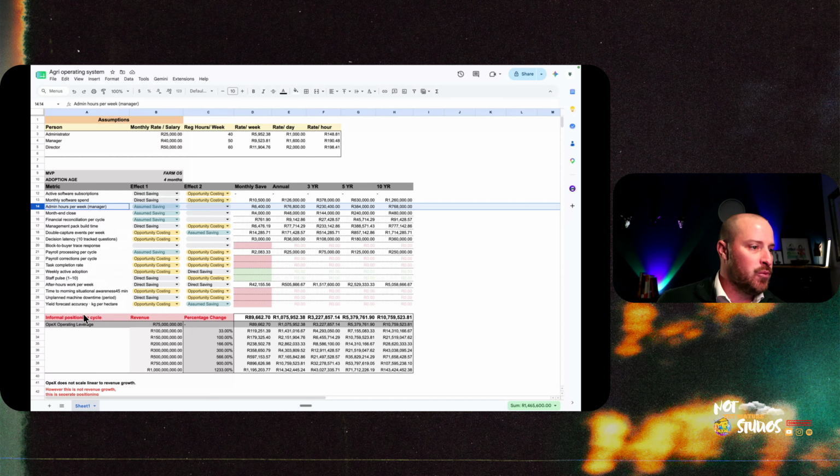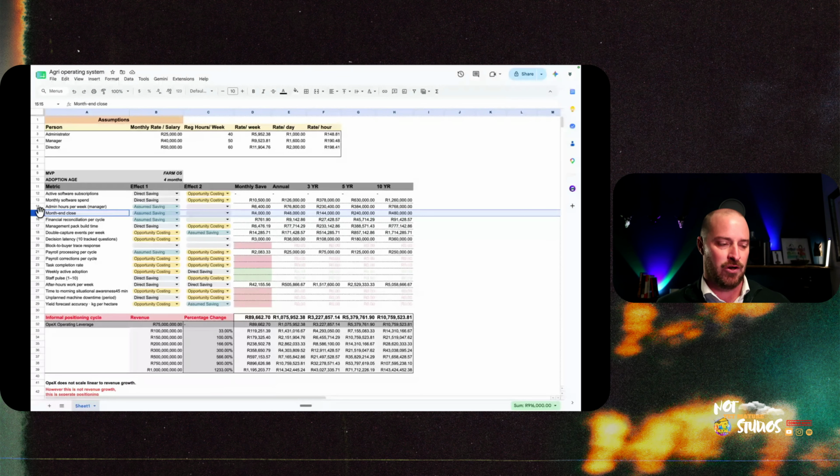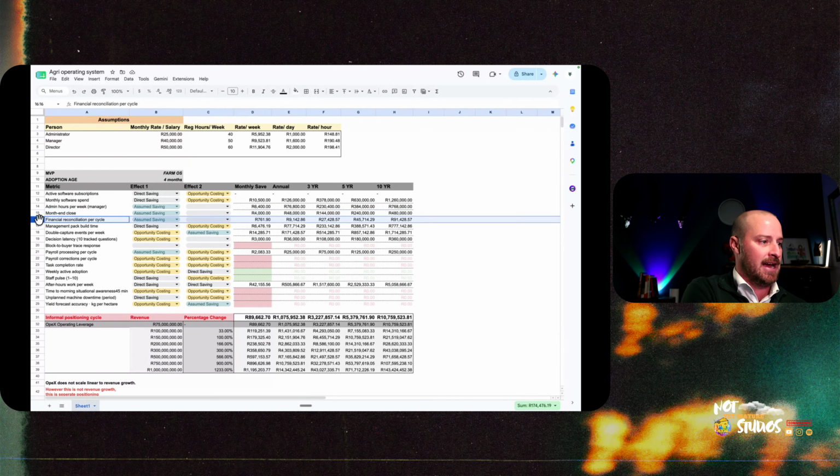But admin hours per week, that's worth 6,400. That's on one manager, which equates to 76,000 per year. 230,000 for 3 years, 384,000 and 768,000. Once again, without inflation, without any increases, anything like that. Then we looked at the month-end close. The month-end close, once again, is assumed savings. Those are the saving lines there, 4,000 Rand per month. We looked at the financial reconciliation per cycle. That's once again an assumed saving. So want to be very clear on that, which is 761. It might sound small, but everything like this compounds.